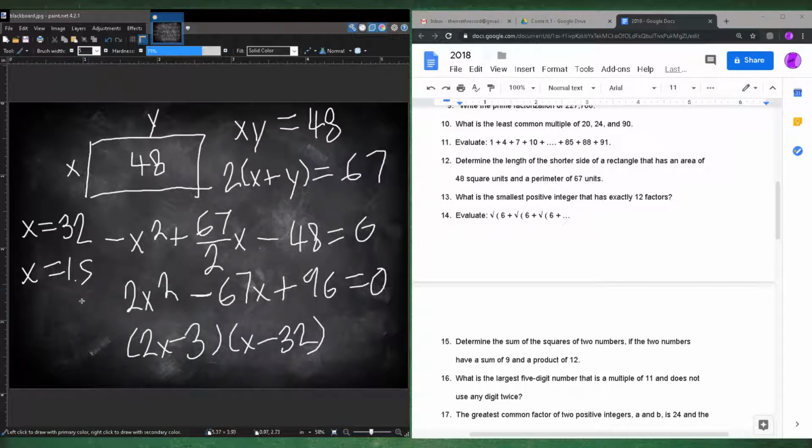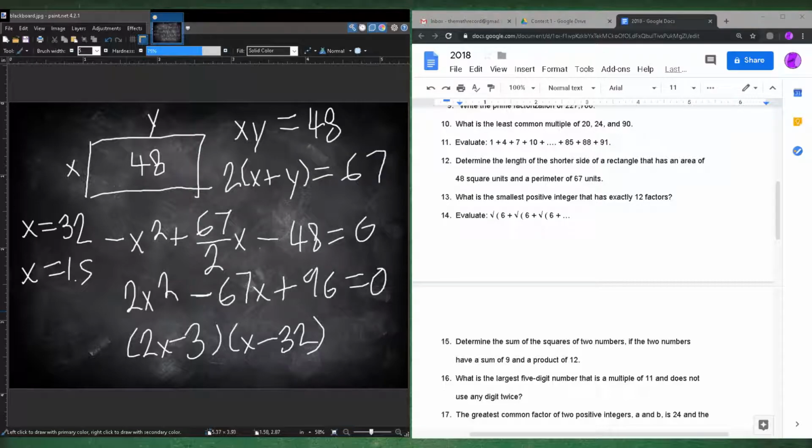So how do we know which one to use? Usually for these types of questions, when they're asking for rectangles, both of them work. It just depends on which one you want to put. So x could be either 32 or 1.5, and then the y would be the other number. If x is 32, y will be 1.5. If x is 1.5, y will be 32, which makes sense, right? If you multiply 32 times 1.5, you get the area, which is 48. And then you get 32 plus 1.5, and multiply that by 2, which is 67, which is the perimeter. So it works out.